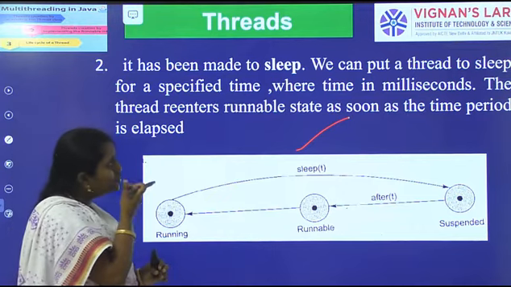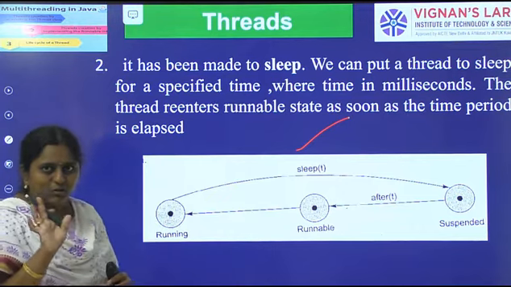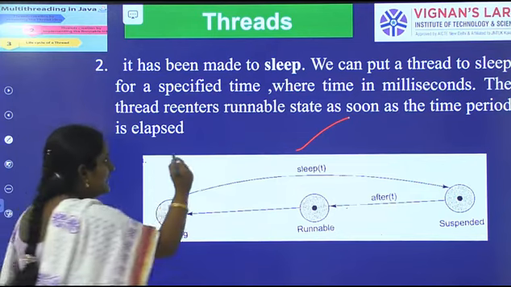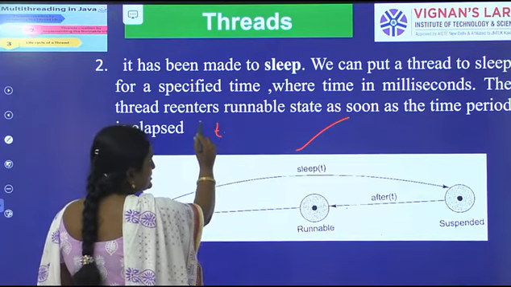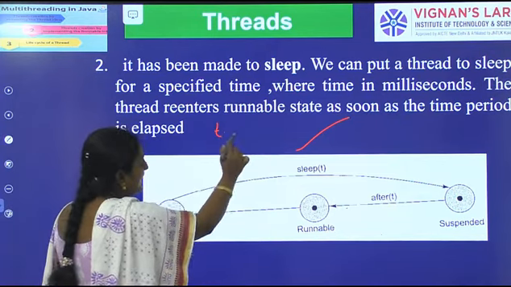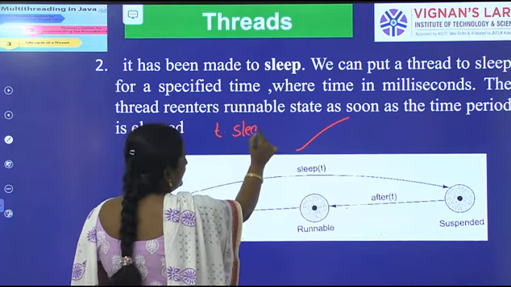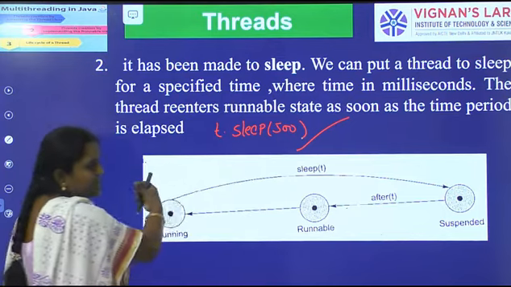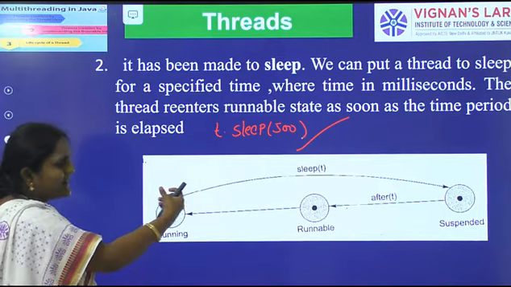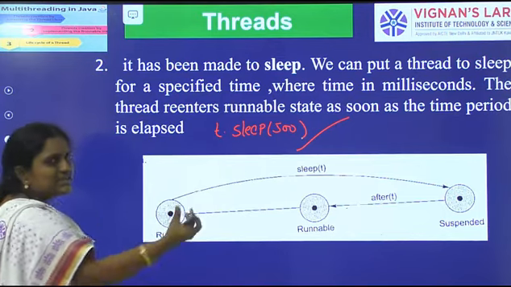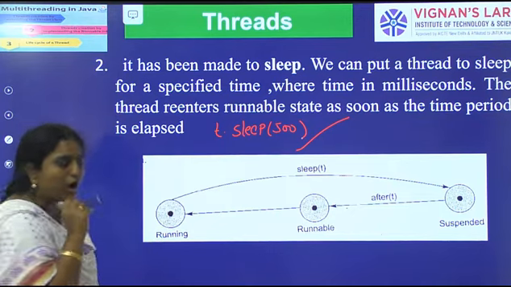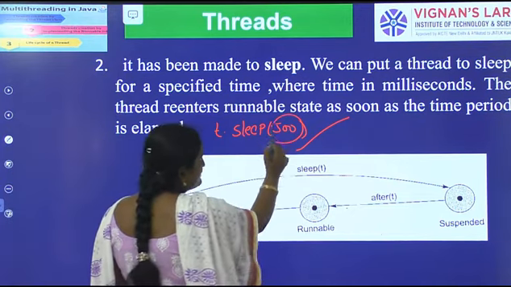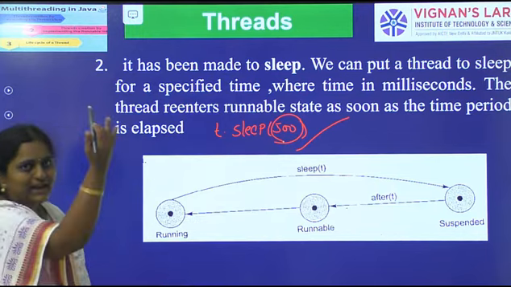In order to access these methods, first we have to create an object of the Thread class and use sleep through the object reference. Suppose I am creating Thread t equal to new Thread, then t.sleep(500). 500 means milliseconds. The current thread will move to the sleep state for just 500 milliseconds. After 500 milliseconds have elapsed, the thread will move into the runnable state again.